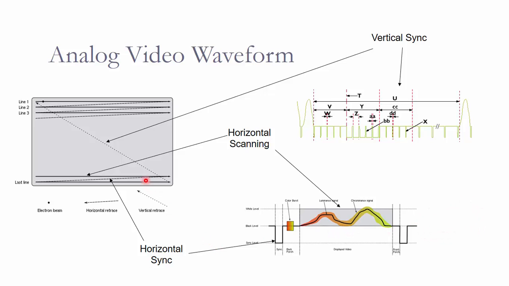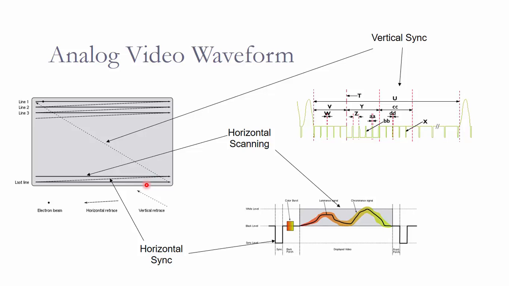Because there are hundreds of lines in one frame, there will be many waveforms of this shape being transmitted like this. This is one line. Actually, this waveform is compressed horizontally, so it looks sharper, like this one.